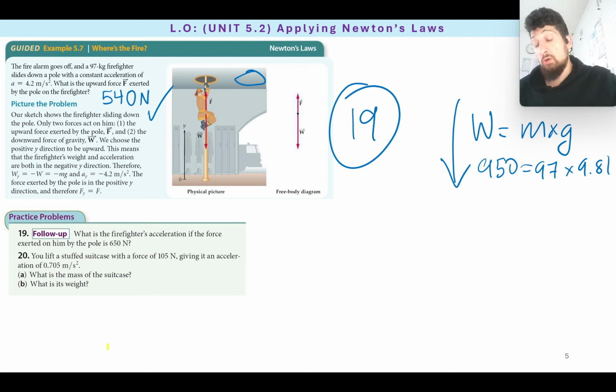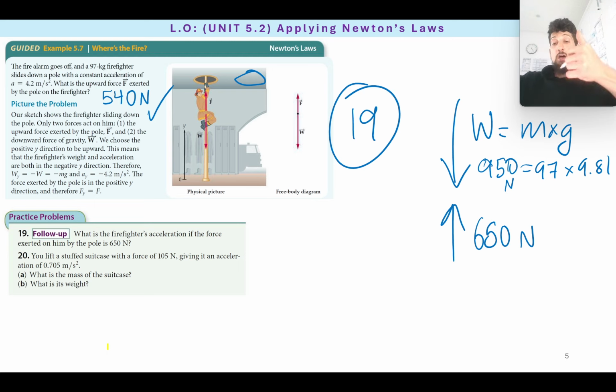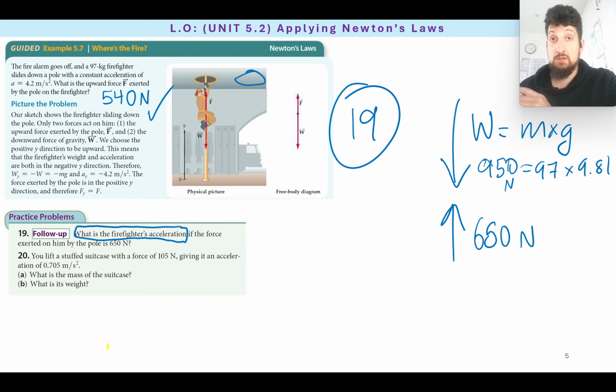But now the pole is withstanding a force of 650 in the opposite direction, of course. So I've got 950 newtons down, and I've got 650 newtons up from the pole. So now, obviously, the firefighter is still sliding down, but we don't know what the acceleration is, and that's what they want to find out. What is the firefighter's acceleration? Remember to always read the question twice, make sure you understand it fully.